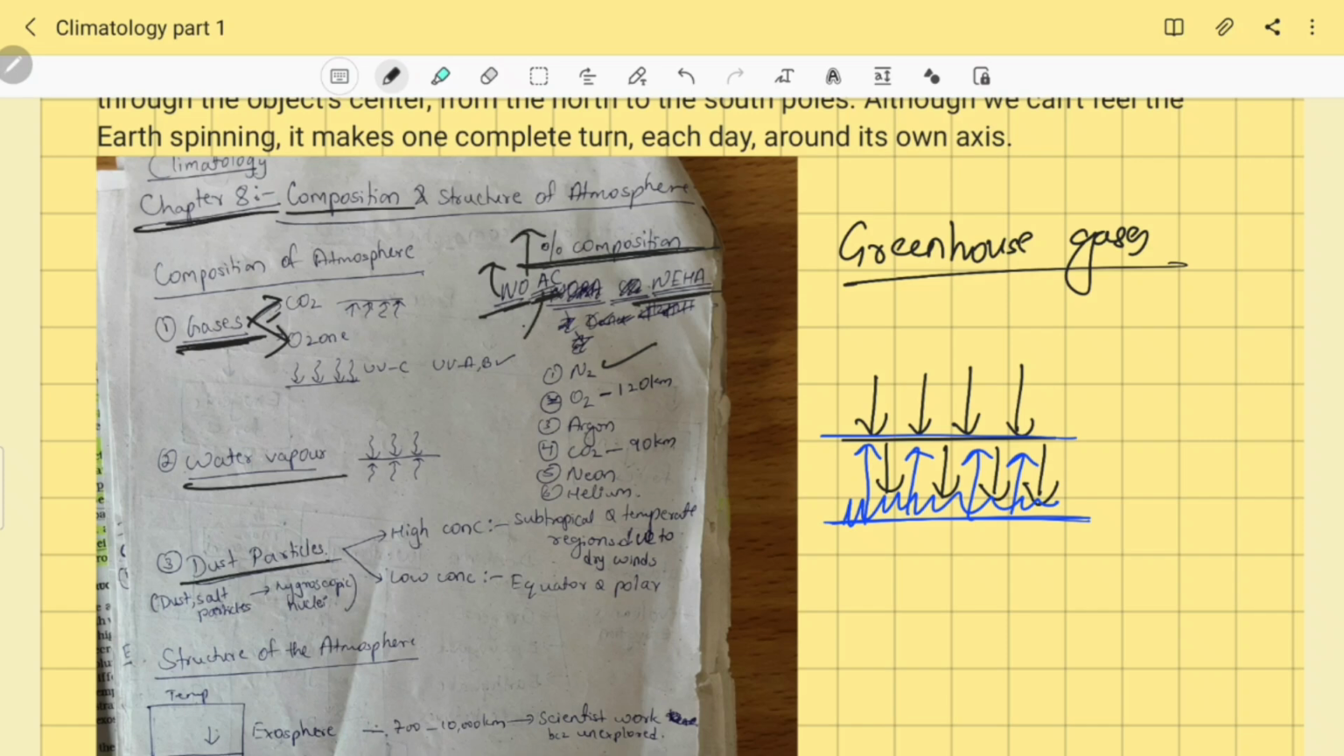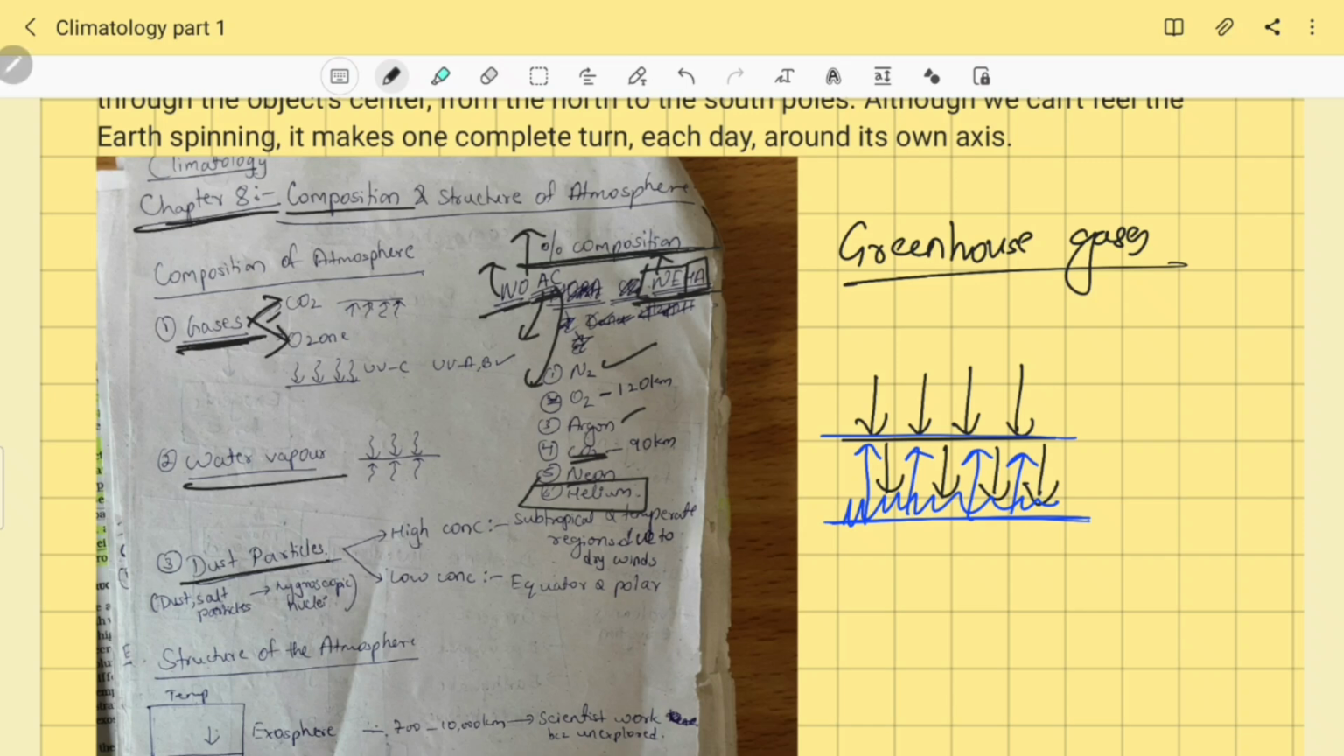Then A stands for argon. Then C stands for carbon dioxide, and Ne stands for neon, and finally Ha, H stands for helium. So this is a small thing you can remember, a mnemonic, NO AC NEHA. If they ask you to arrange the order of percentage composition of gases in the atmosphere, you can just remember this mnemonic and solve the question.